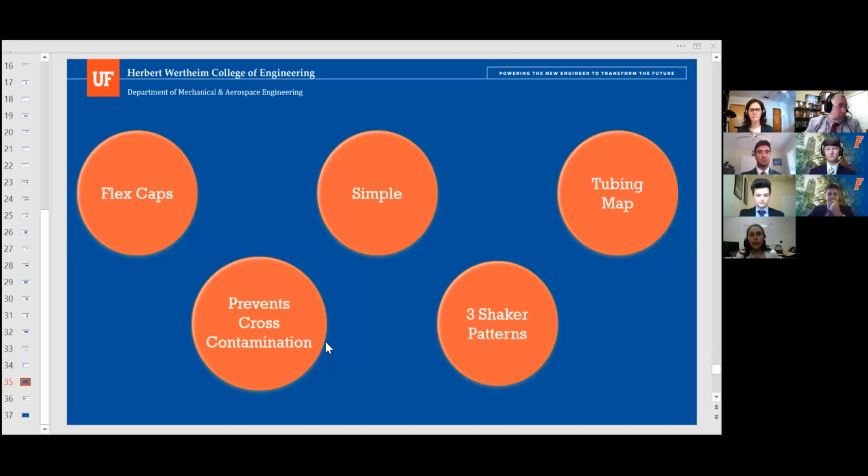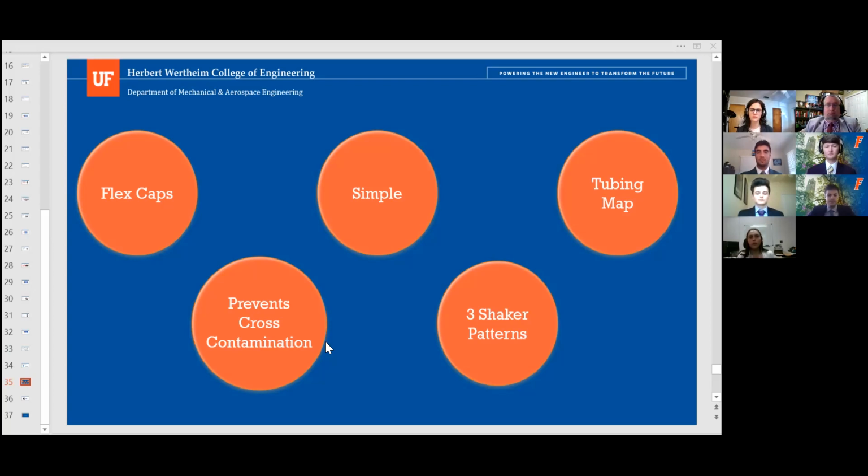Overall, our design can be set apart by our use of flex caps and the tubing map. Each of these help to meet the customer needs in multiple ways. Our flex caps prevent aerosols from forming and allow for both fluid addition and subtraction without the need of removal of conical tubes and well plate lids. The tubing map evenly heats the system and keeps all the vessels at the same temperature without their location being a factor.